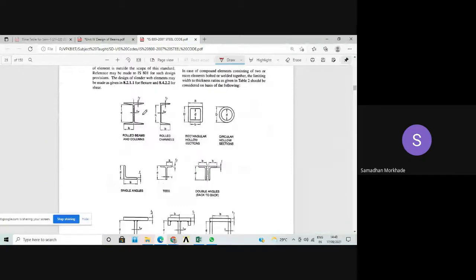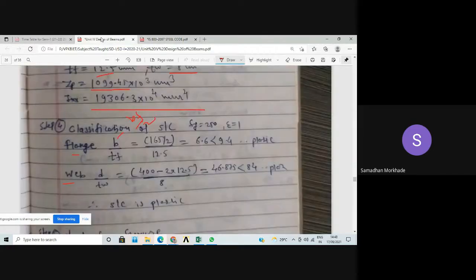Here the figure is given for I section. This is your B. This is your B. Okay, rolled beams and columns. BF by 2 divided by 12.5, so it is 6.6. It is less than 9.4, so flange is plastic.